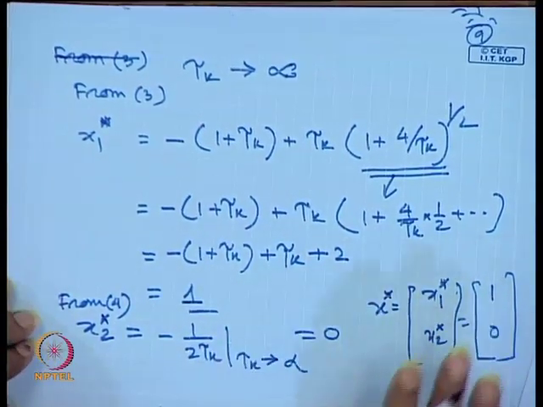So, this is the optimal solution, obtained by the mathematical analytical expression using the necessary condition, and expressing x 1 and x 2 in terms of penalty coefficients. Okay? This is the solution. This problem one can also solve by an iterative method, which we will discuss next class.